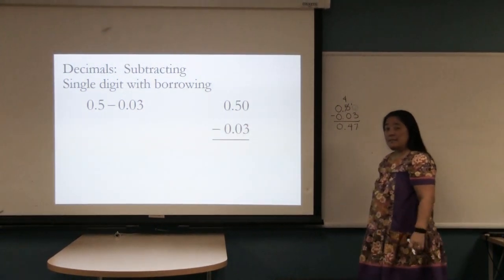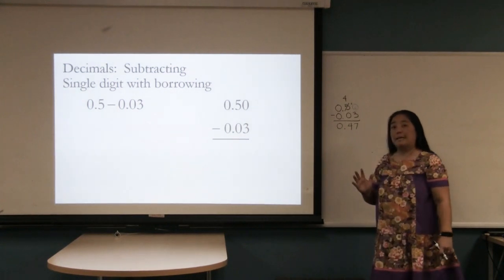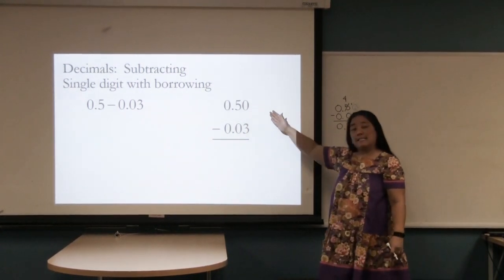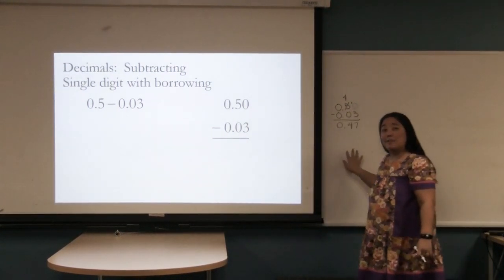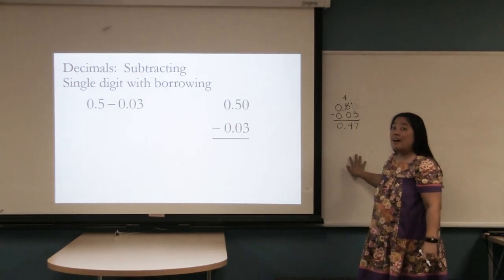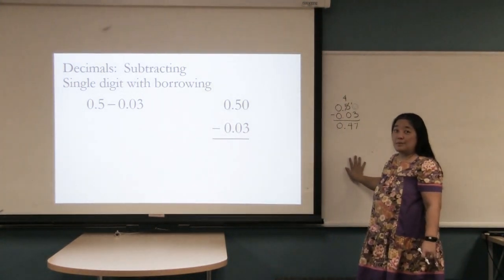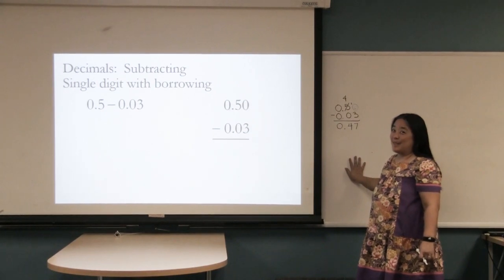Something to think about. If you look at this using money, 50 cents minus 3 cents will give you 47 cents. Often, when working with decimals, it's a good idea to think about money.